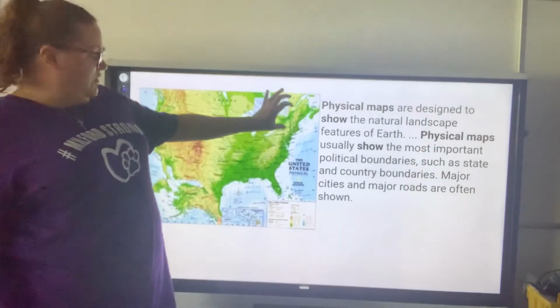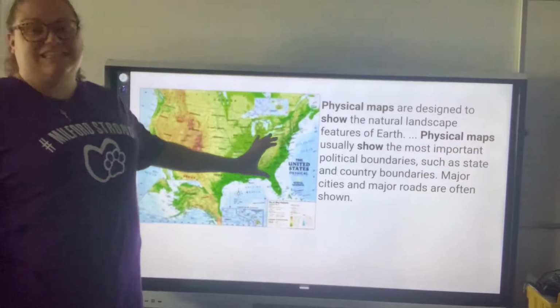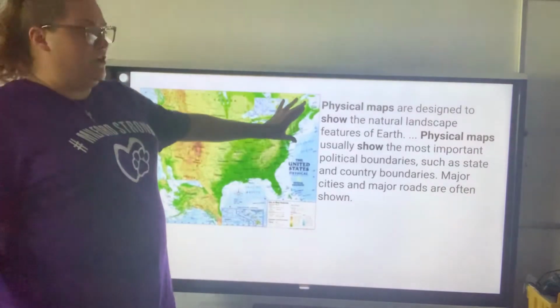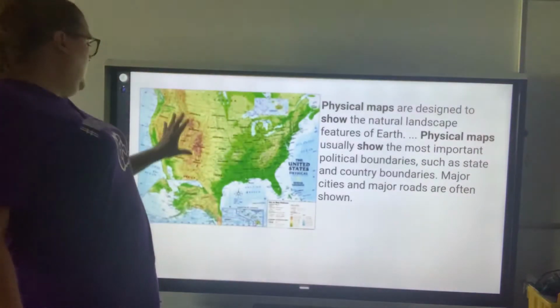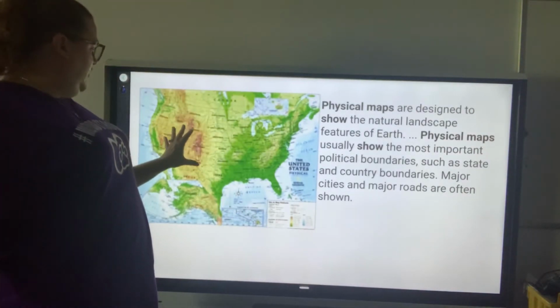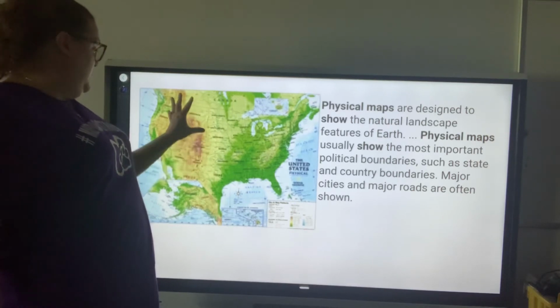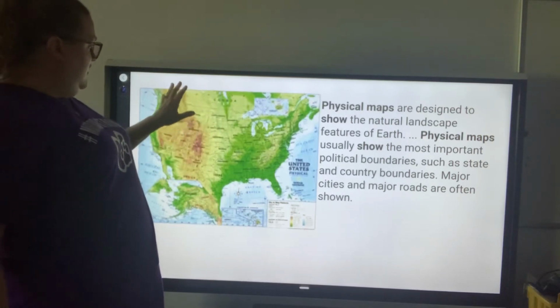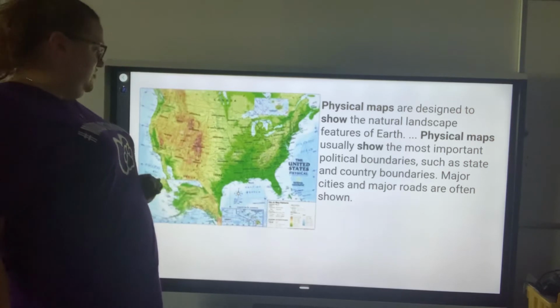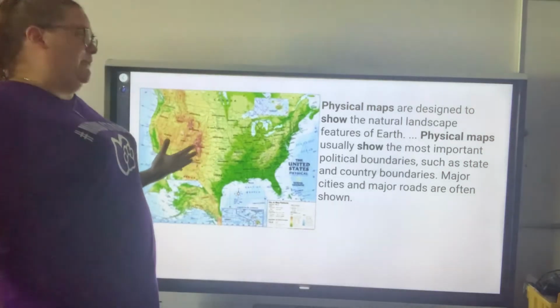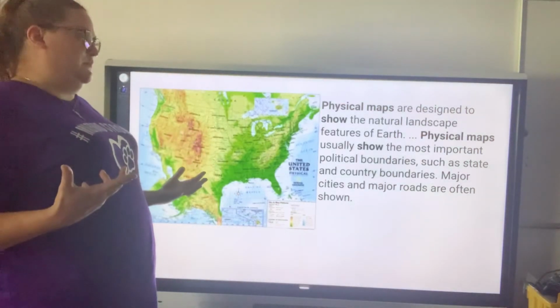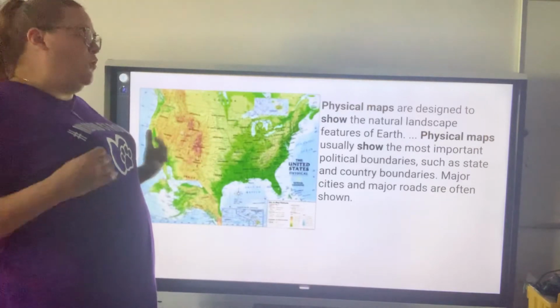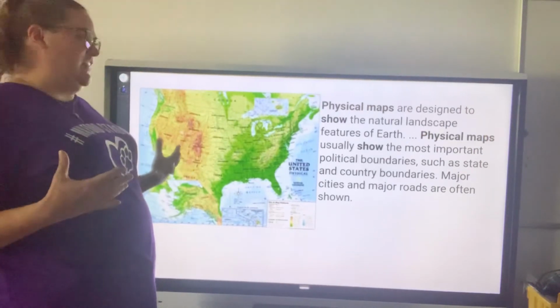Over here, a lot more green going on because we get all of the seasons, and so through here, there's a lot of greenery and growth. It's not as dry, but in the Midwest, you can tell that it's a different climate. Same up here in Canada, you can kind of see how it all extends, and down here too. So a physical map shows the natural landscapes. It usually shows the most important political boundaries, but it doesn't give a lot of details.